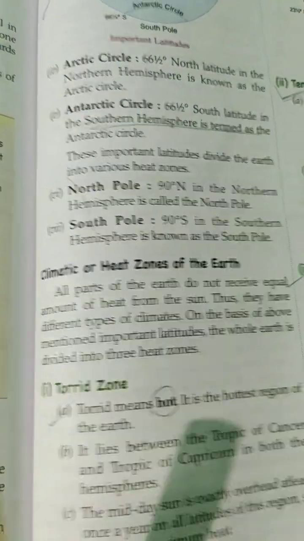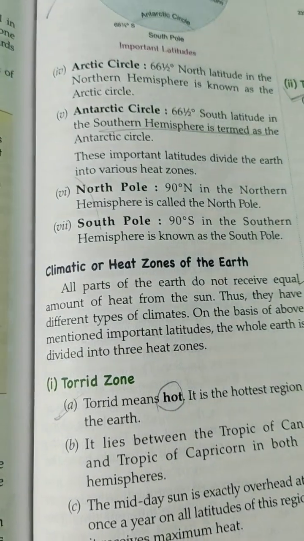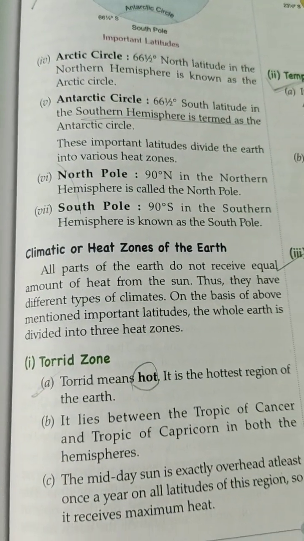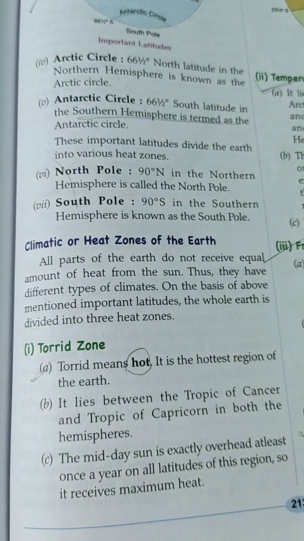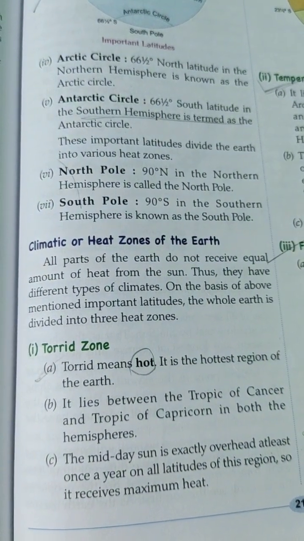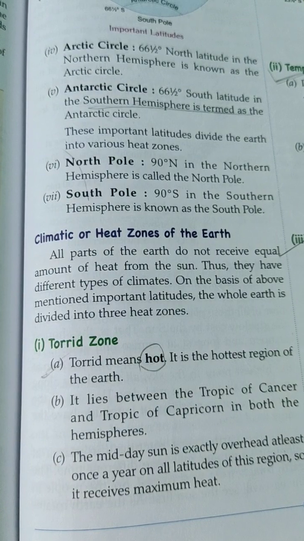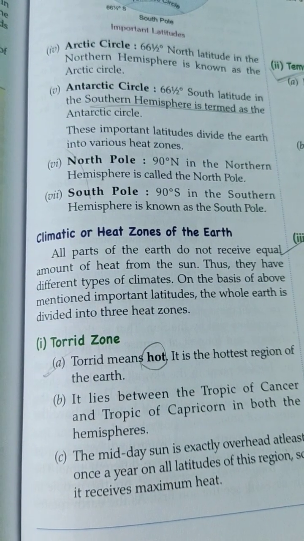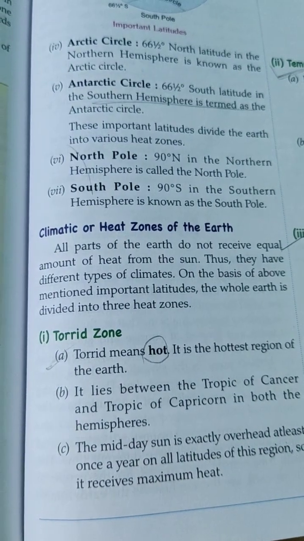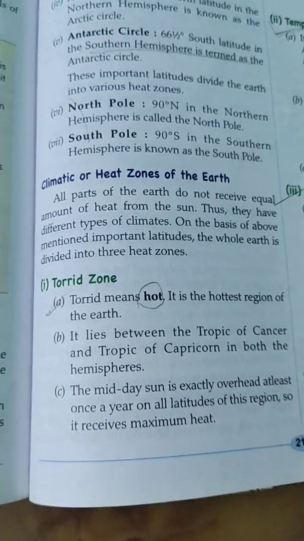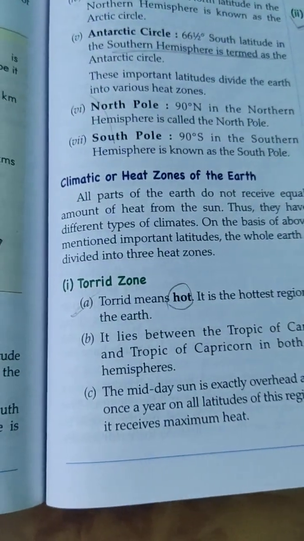Next we will see climatic or heat zones of the earth. All parts of the earth do not receive equal amount of heat from the sun. Thus, they have different types of climates. On the basis of above mentioned important latitudes, the whole earth is divided into 3 heat zones. Now we will discuss one by one.